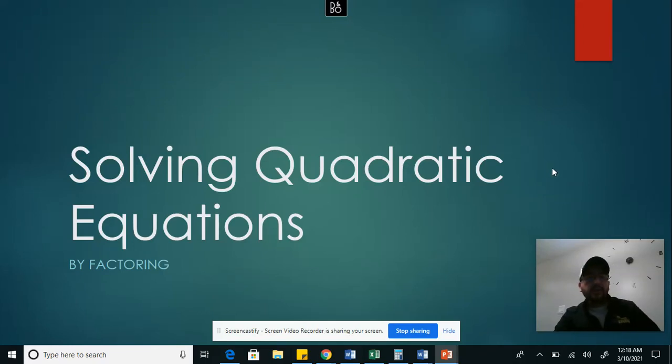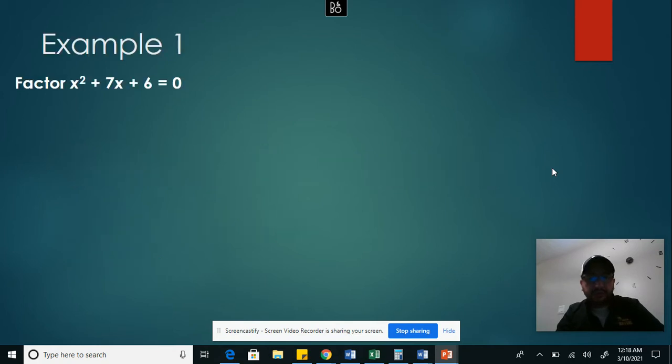Okay, today we're going to learn how to solve quadratic equations by factoring. So we already know how to factor expressions. We're going to use the same concept to solve quadratic equations. Let's see some examples. We get this equation x squared plus 7x plus 6 equals 0. We need to make sure the equation is equal to 0. Then what we're going to do is just factoring.